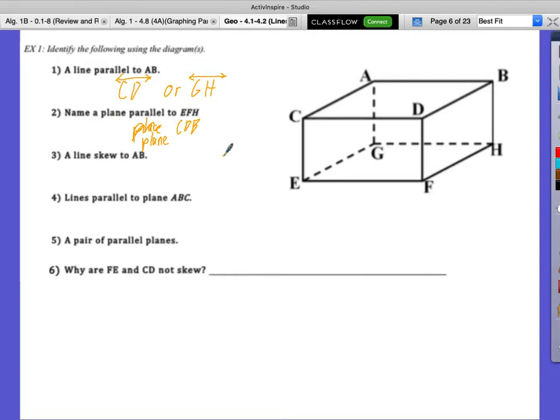Wait, so it could be anywhere? On the plane, yeah. Let's just say for grins and giggles, there's a point, like F here. F's already on there.